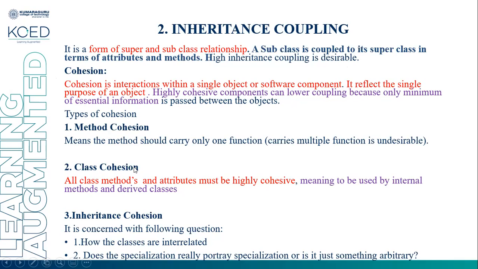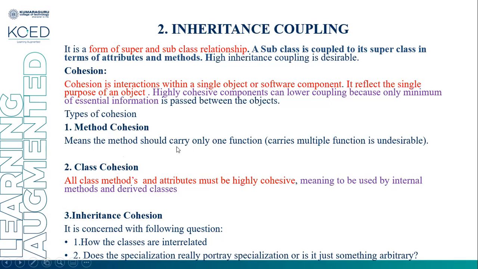Types of cohesion. Method cohesion means a method should carry out only one function. Carrying out multiple functions is undesirable. Class cohesion: a class's methods and attributes must be highly cohesive, meaning they should be used by the internal methods as well as derived classes. That is known as class cohesion.